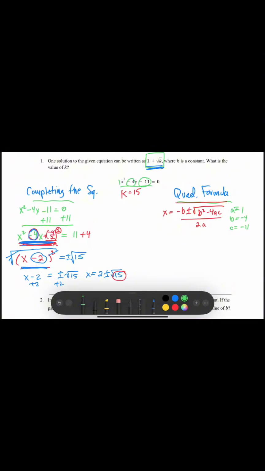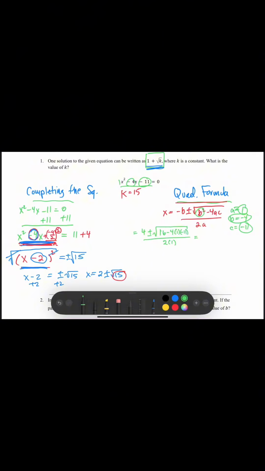Okay, so all we're going to do is replace these in here. So we're going to say negative b is negative 4, so that's a positive 4, plus or minus the square root of b squared. Well, squaring negative 4 is a positive 16, minus 4 times a, our a is 1, times c, our c is negative 11, divided by 2 times a, which is 1.